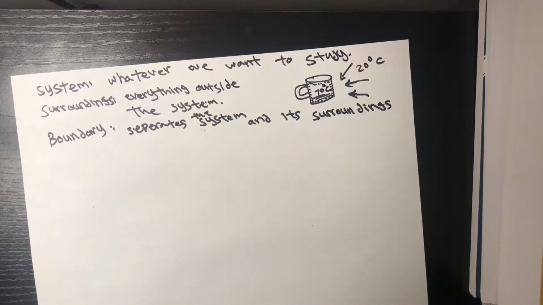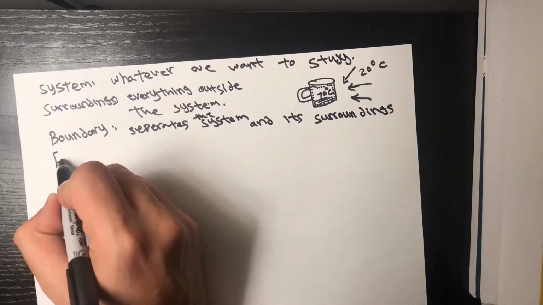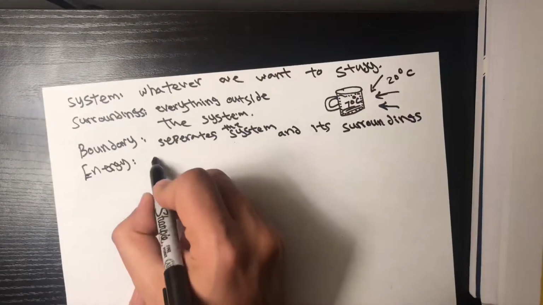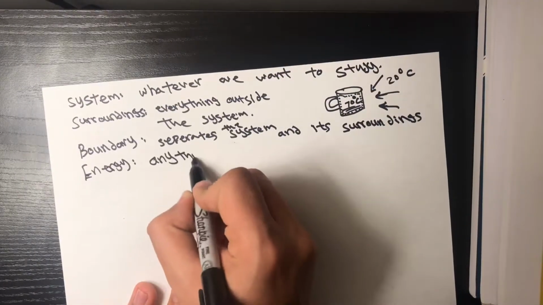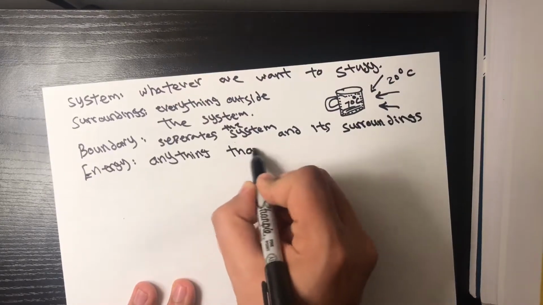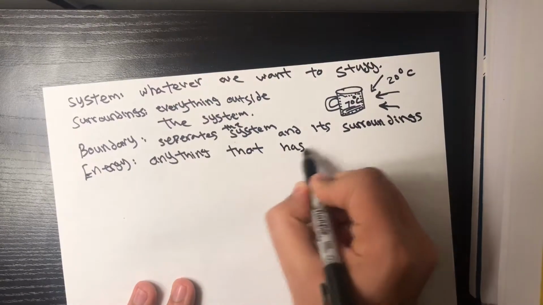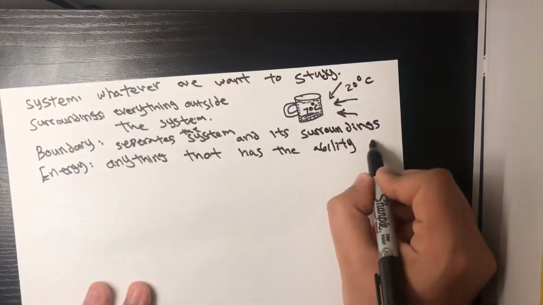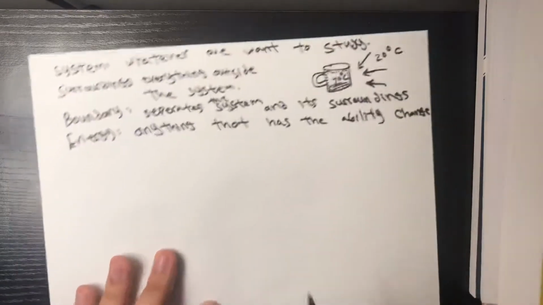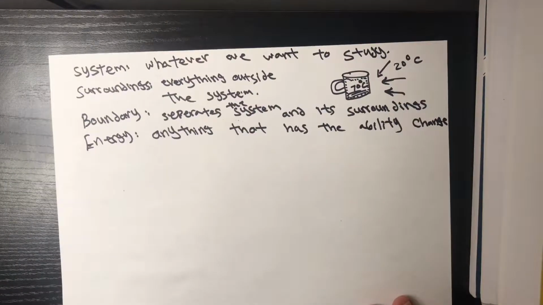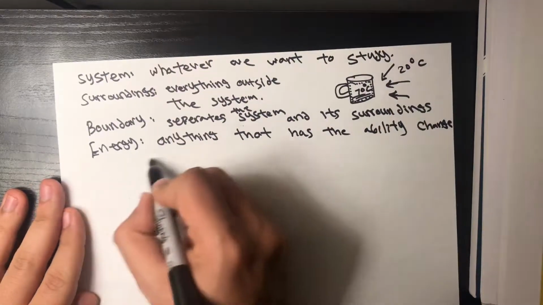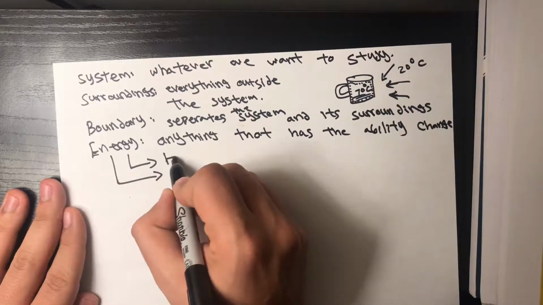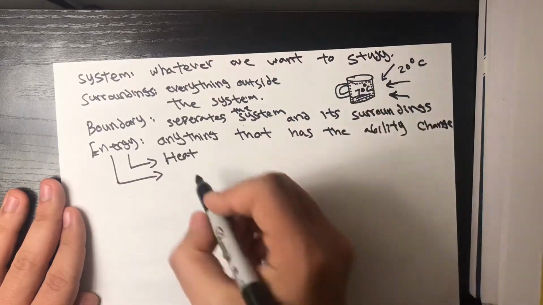What is energy? Energy is defined as anything that can cause change. Anything that has the ability to cause change. In the thermodynamics course, your energy is typically found in two forms. It can either be heat. Energy could move in a form of heat.